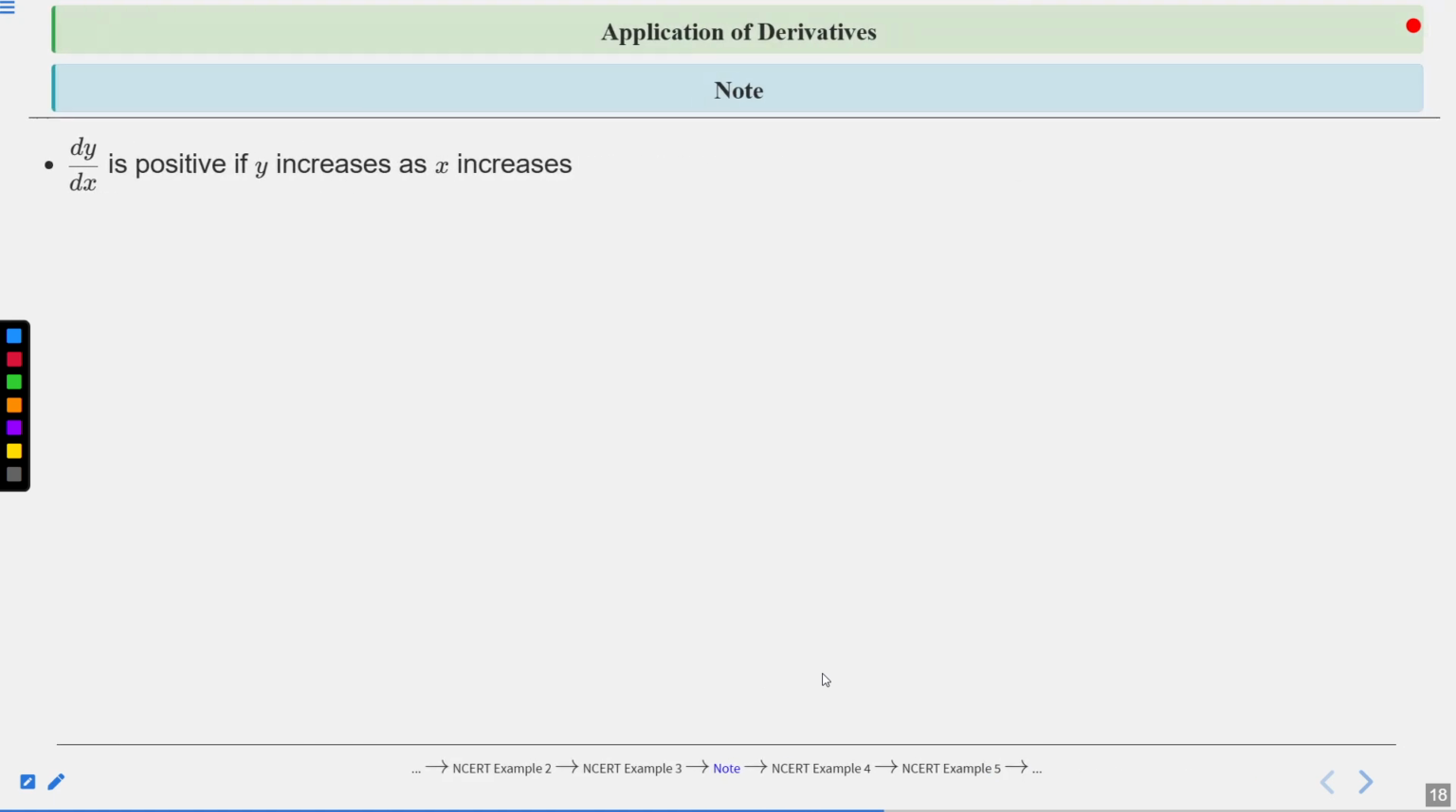Next is a note: dy by dx is positive if y increases as x increases, right? And dy by dx is negative if y decreases as x increases. So if y increases as x increases, then dy by dx will be positive, and if y decreases as x increases, then we can say that dy by dx is negative, right? So you can note this.